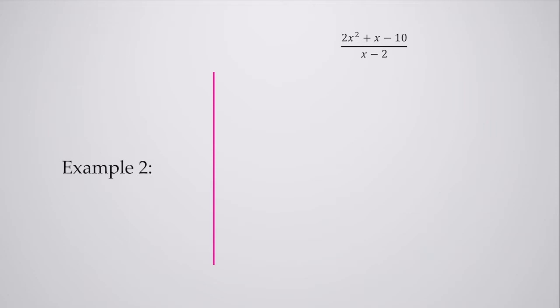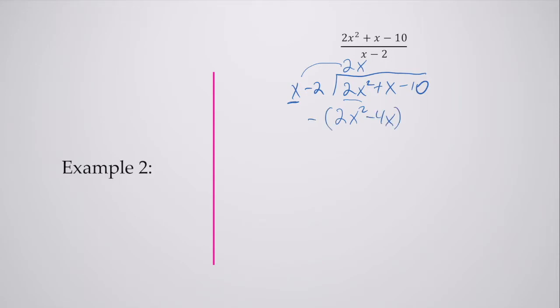All right, I have 2x squared plus x minus 10 over x minus 2. So I have x minus 2, 2x squared plus x minus 10. What do I multiply x by to make it look like 2x squared? That's going to be 2x. 2x times x is 2x squared. 2x times a negative 2 is a negative 4x. Let me go ahead and subtract. My first terms cancel. X plus 4x is 5x. And I pull down my next term, which is a negative 10.